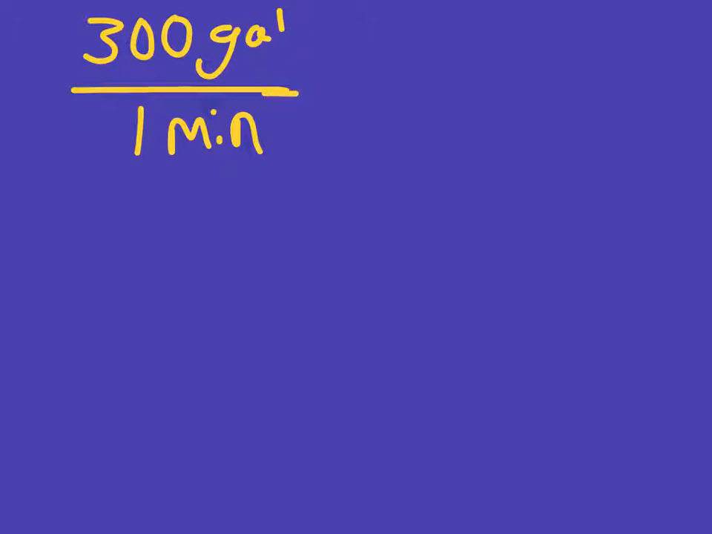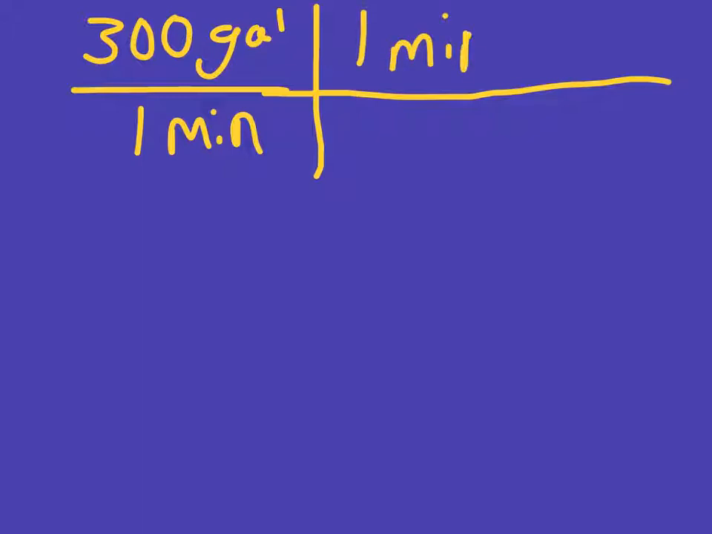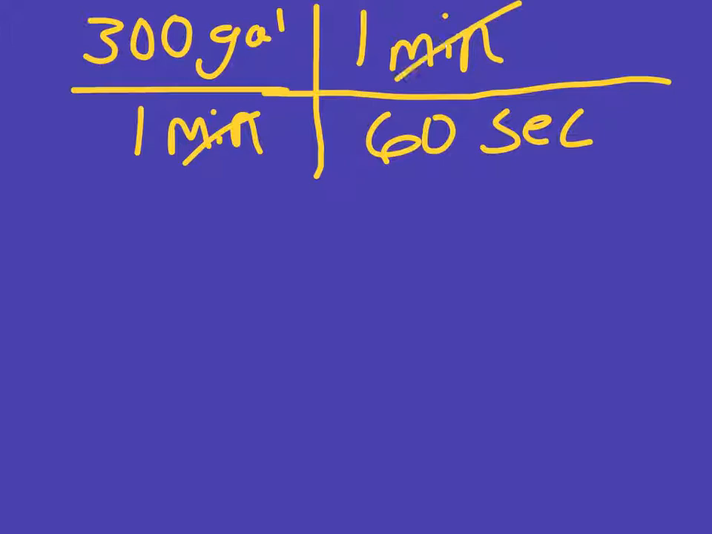Okay? You need to set this up. We're already in gallons, like I said earlier, and now we're just trying to go to seconds. And I want my minutes to cancel out. So what I'm going to do is I'm going to put my 1 minute up here. And in 1 minute, there are how many seconds? 60 seconds. Good. So what we need to do is our minutes will cancel out, because if we set it up correctly, they'll be across from each other.